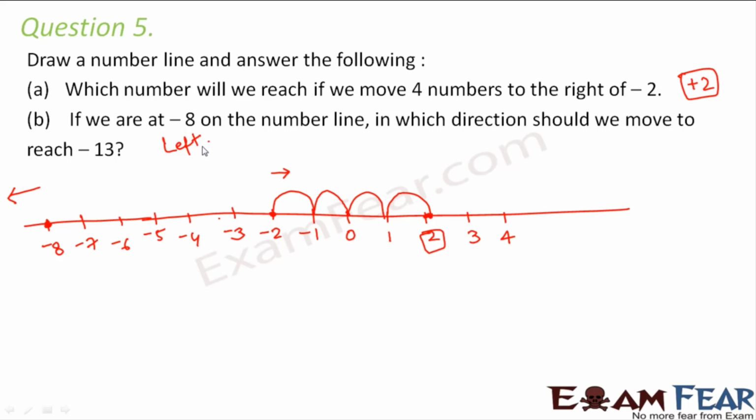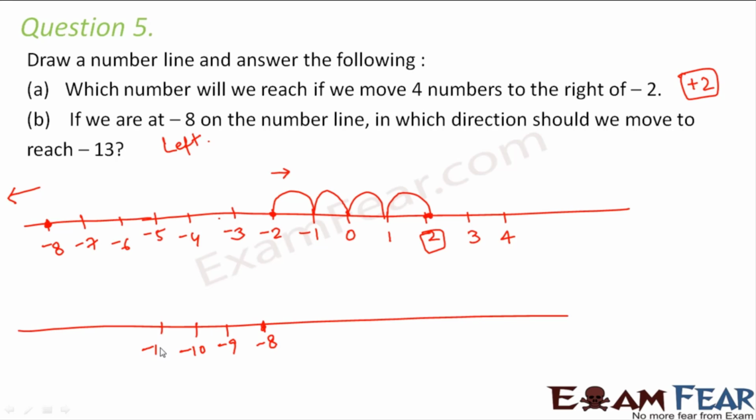And how many jumps do you need to move towards the left? If you draw it in a better way, let's assume -8 is here, so you'll have -9, -10, -11, -12 and then -13. So basically from -8 you need to take 1, 2, 3, 4 and 5 jumps. Only after 5 jumps towards left you will be able to reach -13.